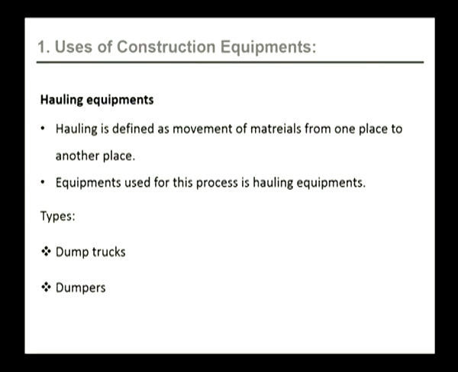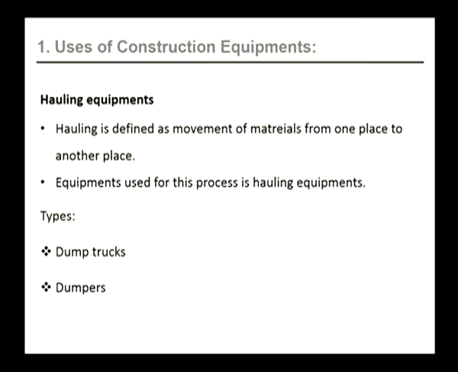Hauling is defined as the movement of materials from one place to another. The equipment used for this process is called hauling equipment, and it is of two types: dump trucks and dumpers. In the construction process, we also require such equipment to take earth from one place to another, apart from excavation. So the hauling equipment performs this function.